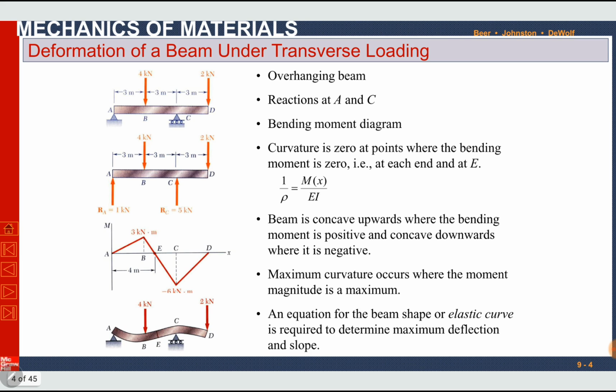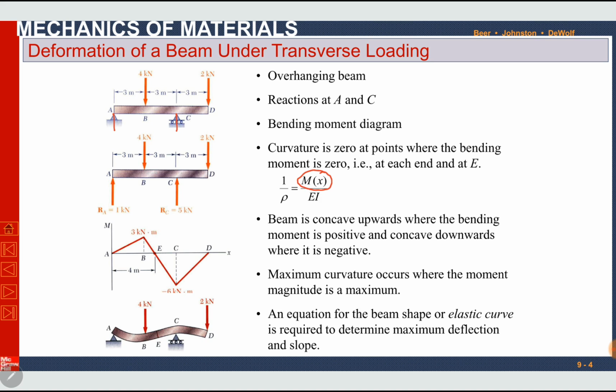Here's a case. This is an overhanging beam. To solve this beam and to know about the curvature 1 over rho, we first need to determine the reactions at point A and point C. After finding the reactions, we need to draw a bending moment diagram because the curvature depends upon bending moment, so we need bending moment at each and every point.